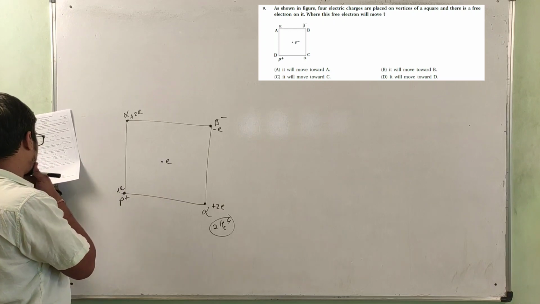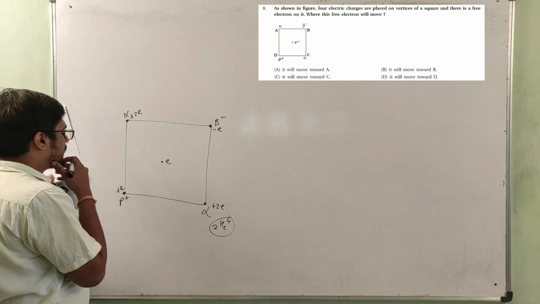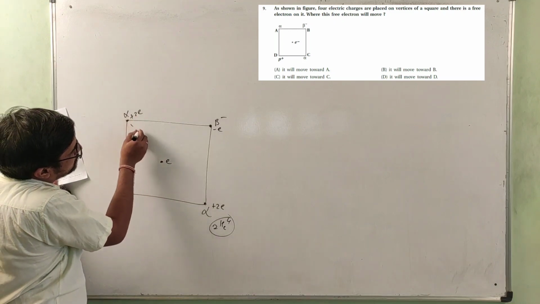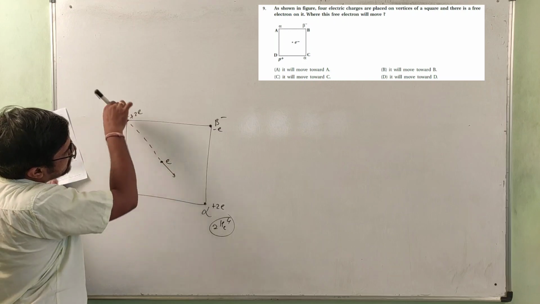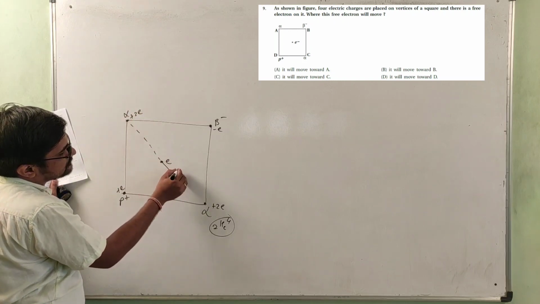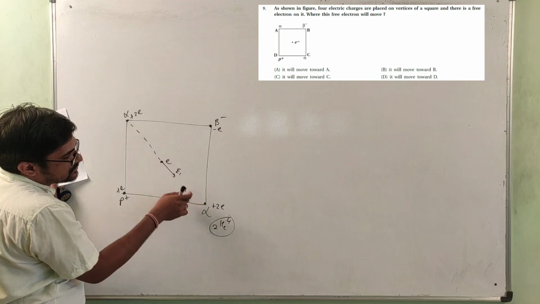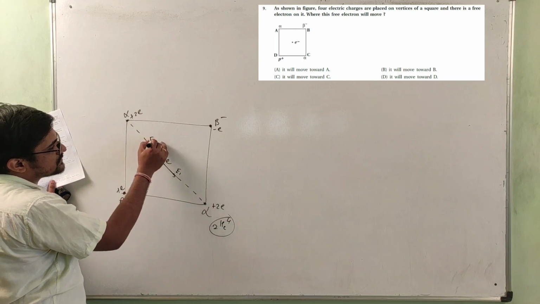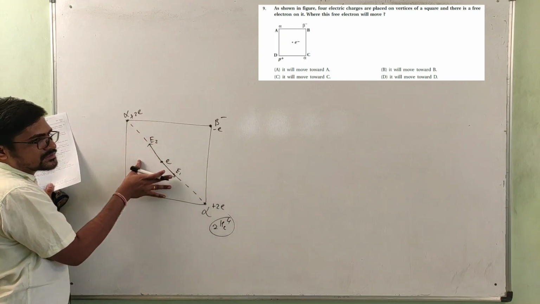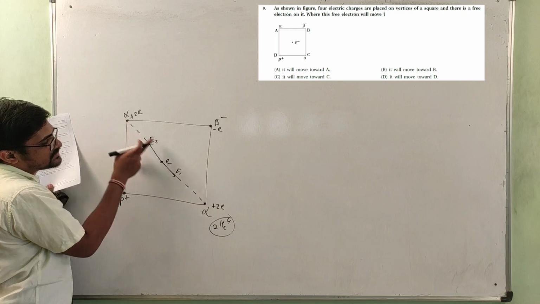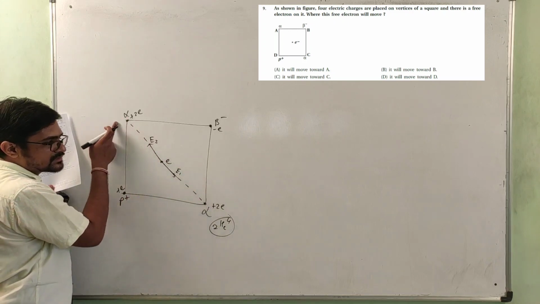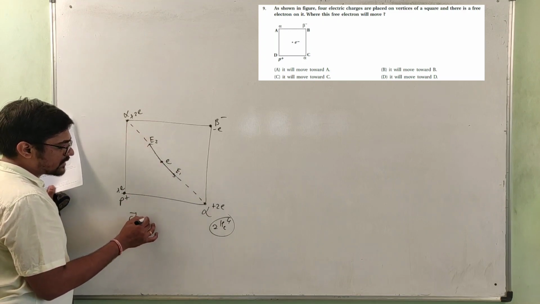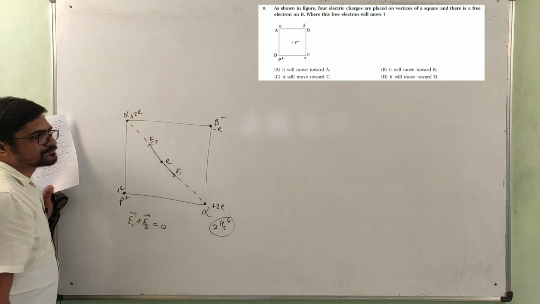Where will the free electron move? So find the direction of the electric field at this point. The electric field due to the plus charge is in the outward direction, so it is in this direction, going outward from this charge. The electric field due to this charge is also outward from this charge, so it is in this direction. Both electric fields are in opposite directions and have the same magnitude, because the charge value is the same for these two charges and the distance is also the same. So the resultant of E1 and E2 is 0.